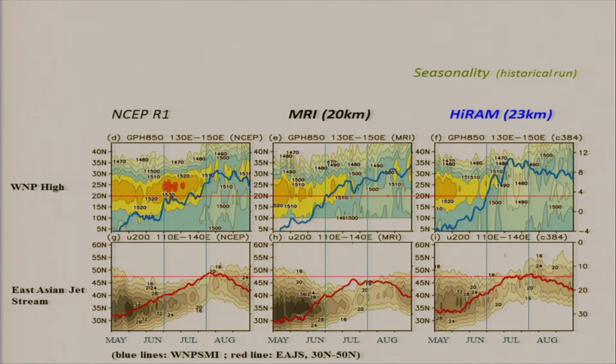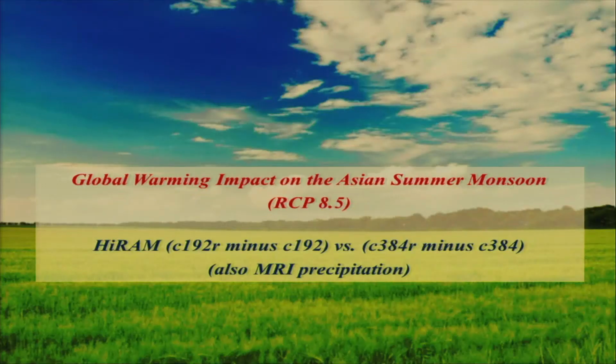And let me show you the MRI result and compare it to the HiRAM result. So generally, the MRI result can be compared with the HiRAM result. HiRAM over-simulated the WMP monsoon, and the monsoon occurred earlier. So now I show you the global warming impact using the RCP 8.5 scenario.